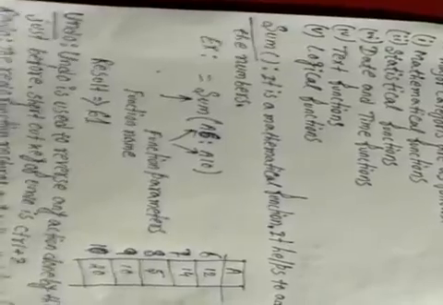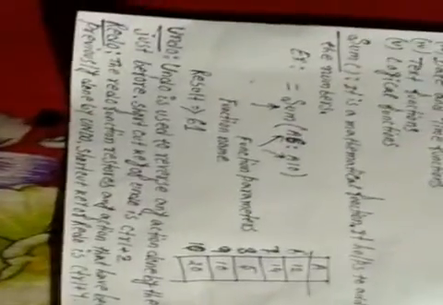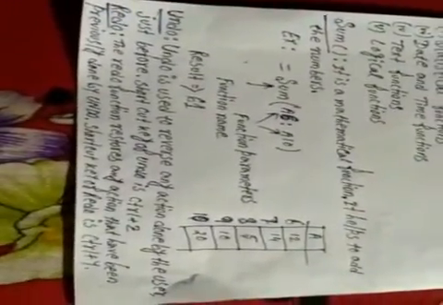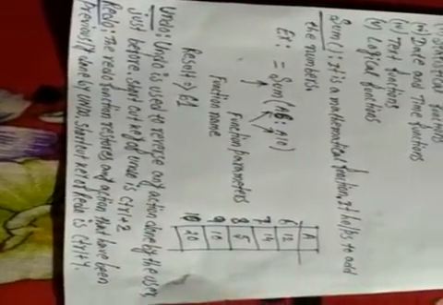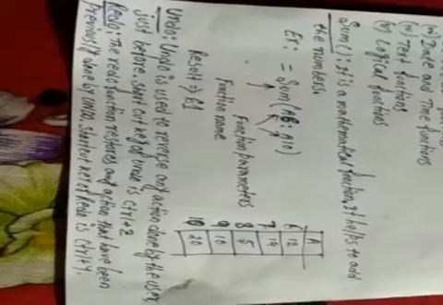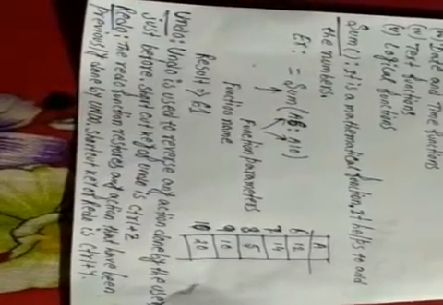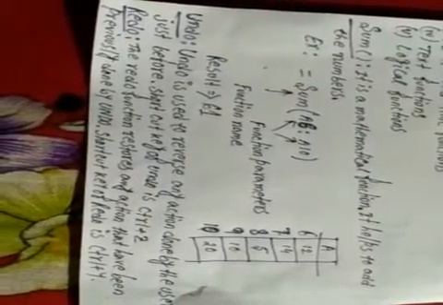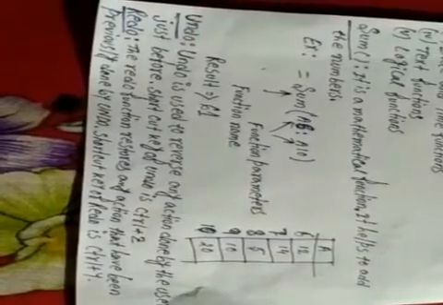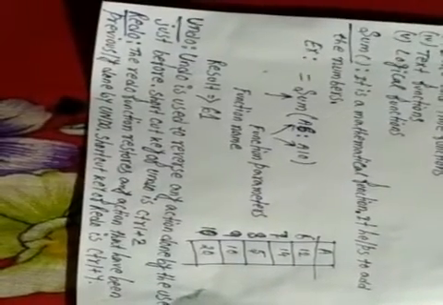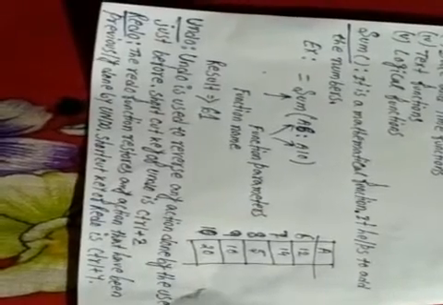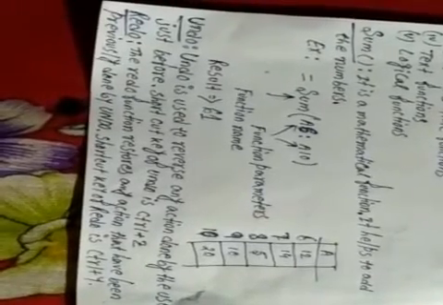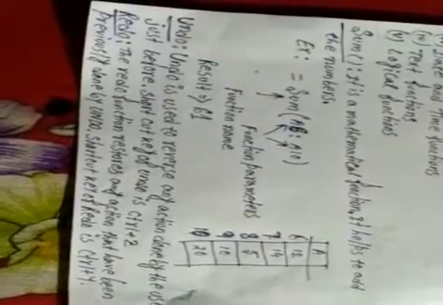Then we will discuss undo. Undo is used to reverse any action done by the user just before. Shortcut key of undo is Ctrl plus Z. Then redo. The redo function restores any action that has been previously done by undo. Shortcut key of redo is Ctrl plus Y.